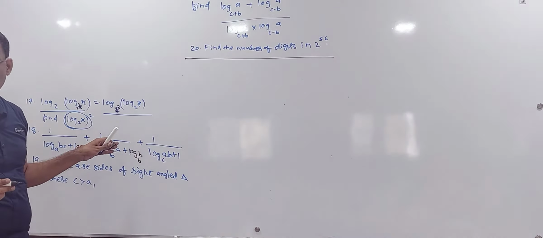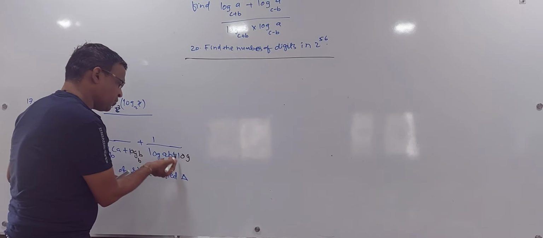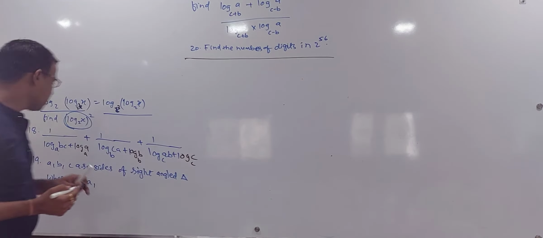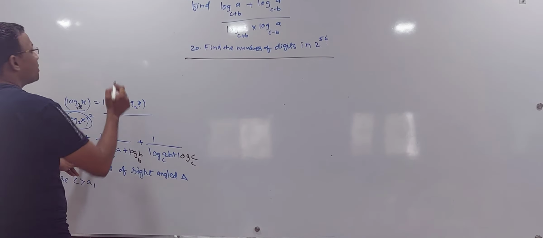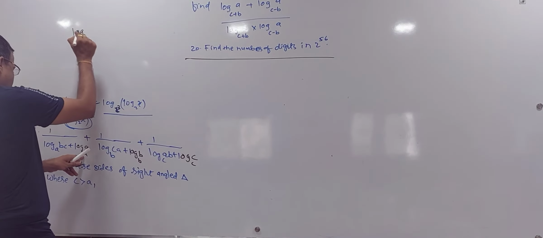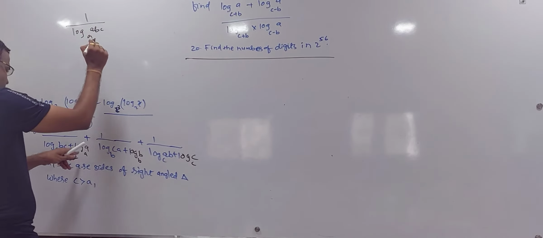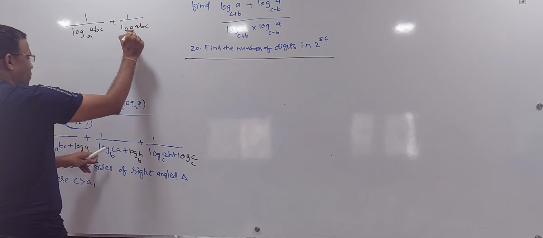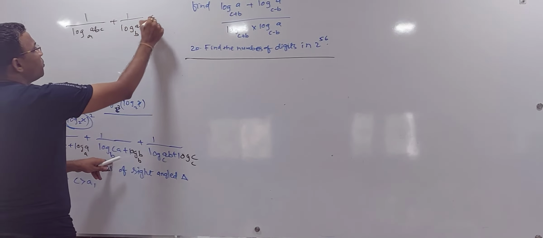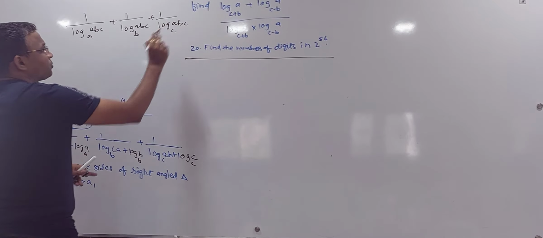A typical CA foundation question. Log this one is c to the base c. Now log m plus log n is log mn. So I can have a common base a. So log abc to the base a plus log abc to the base b plus log abc to the base c.